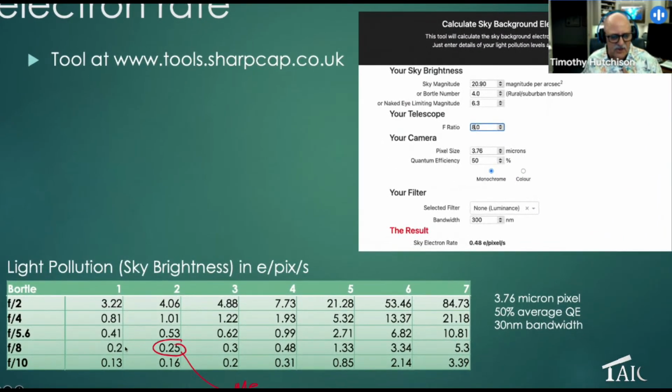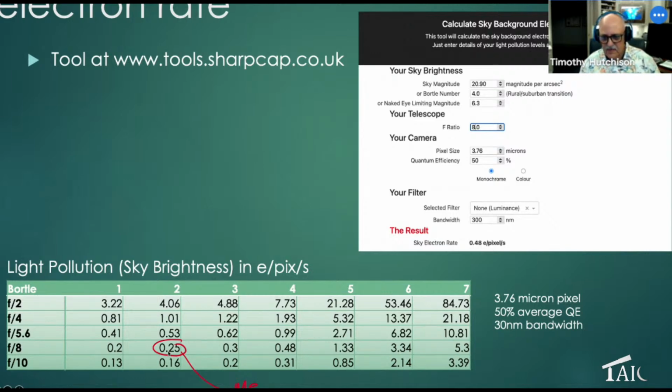Now, I personally have a telescope, as I mentioned before, out at the SRO. Our skies there are around a Bortle 2. I have an F8 scope. So I kind of sit right here at this 0.25 electrons per pixel per second in my rig.